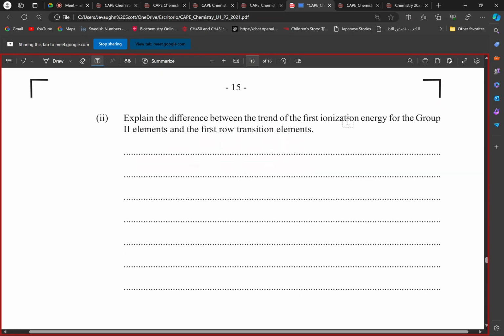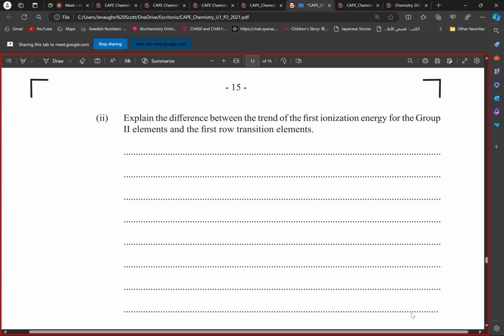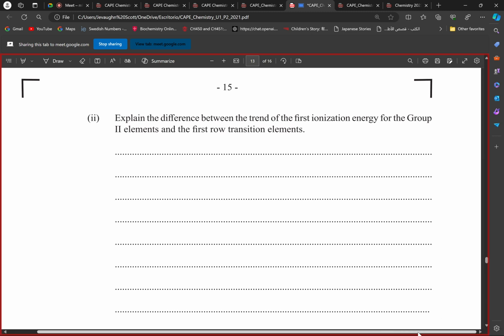Explain the difference between the trend in the first ionization energy of the group 2 elements and the first row transition elements. What would that difference be? Something like this could come tomorrow. Could. That doesn't mean it has to. But because it's transition elements, explain the difference.